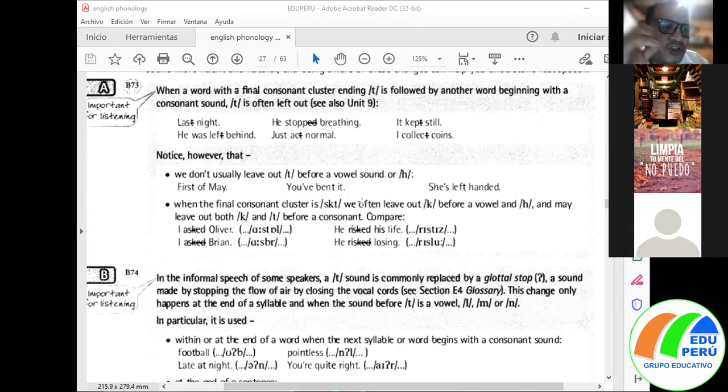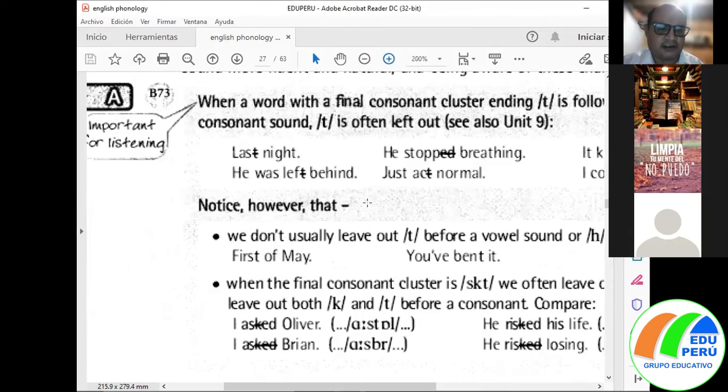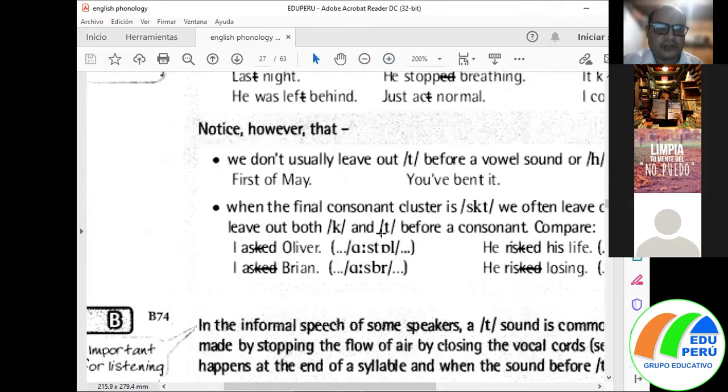So what do you do? You omit the sound ka. I'm going to make it bigger. You don't pronounce the sound ka. All right? No ka. You just pronounce the past tense. I asked. Notice here, I asked Oliver, and you join ta with a. I asked Oliver.